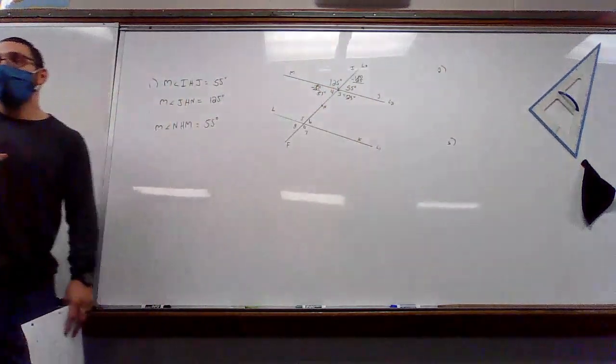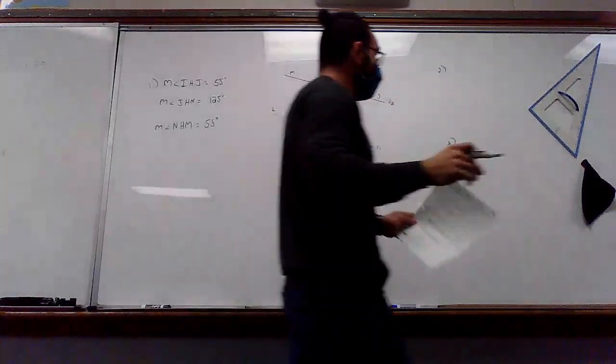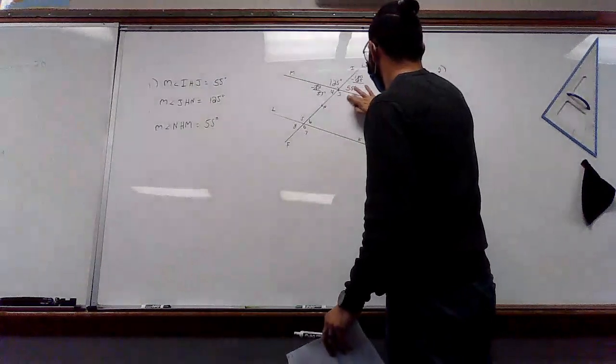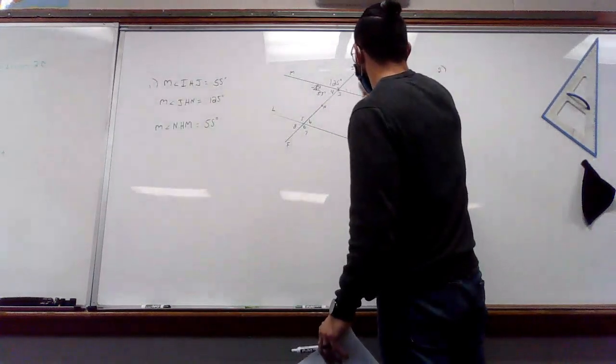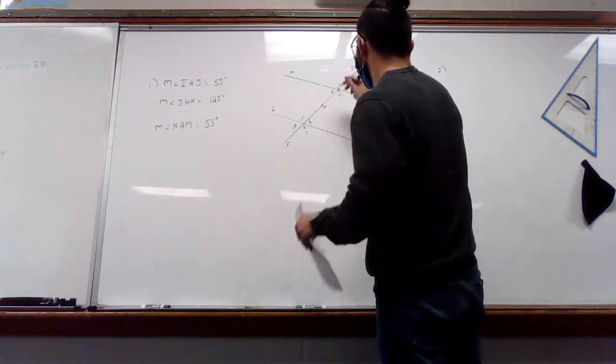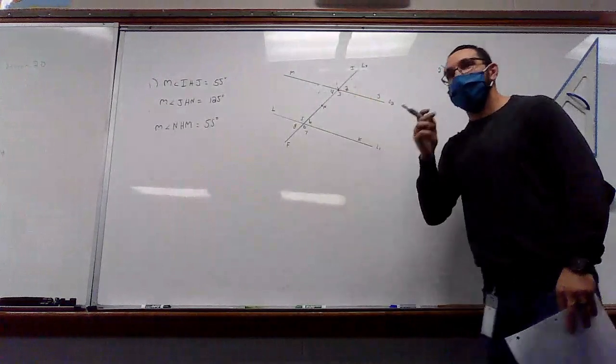So there is number 1. You will see this on your test. Plain and simple. Questions on number 1? Number 2 says, what can we say about angles 4 and 6? So now I'm going to erase all this because we don't need that anymore. So there's 4, here's 1, here's 2. What can we say about 4 and 6?